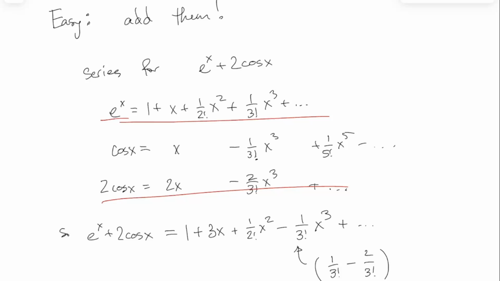All right. The typical way that I would ask a question like this is to say something like, write down the first 4 terms of the series for e to the x plus 2 cosine x. Then you don't have to worry about what exactly the pattern is over here because it's not easy to say. All right, this is adding the series, an easy trick in my opinion. Any questions about that one?